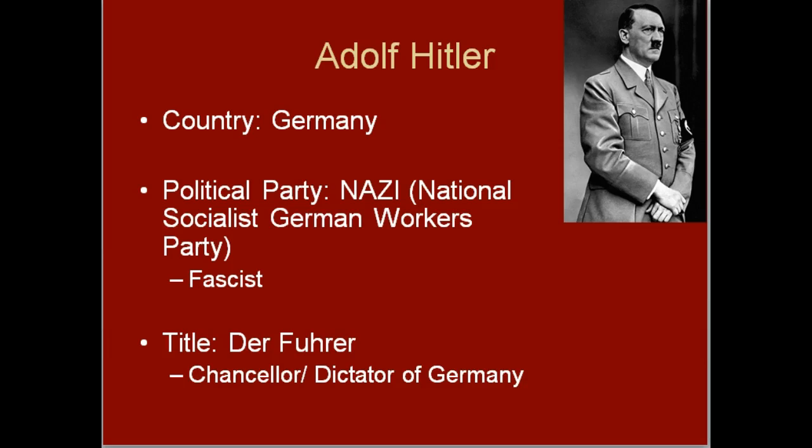Adolf Hitler, of course, from Germany. His political party is the Nazi Party, which is officially known as the National Socialist German Workers' Party. They are a fascist party. His title, of course, is Der Führer, or Chancellor or Dictator of Germany.